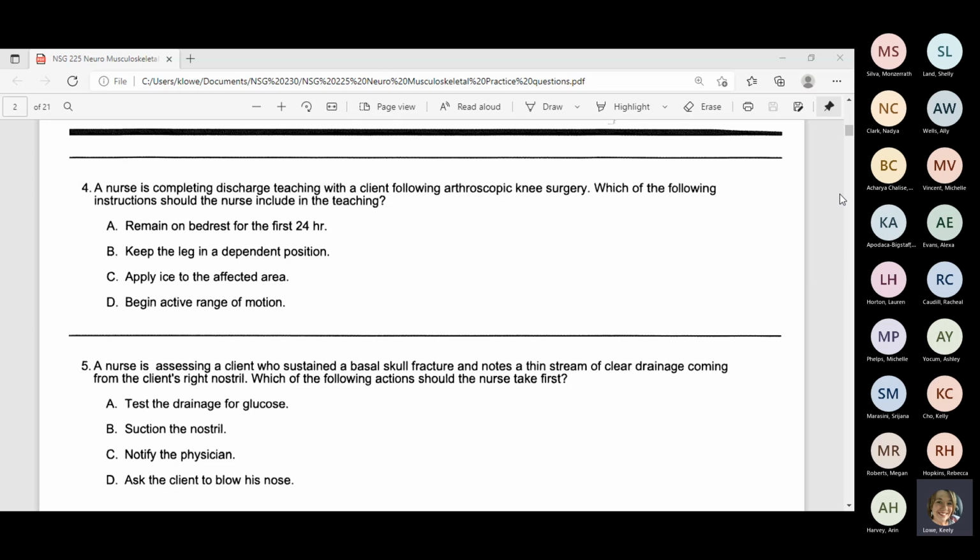What do you think about remaining on bed rest for 24 hours? No, we want them to ambulate as quickly as possible. Right, we want to get them up. We want to prevent complications. Keeping the leg in a dependent position. Elevate. Don't, right, we want to discourage edema. What about applying ice to the affected area? Yes. Okay, what about begin active range of motion?